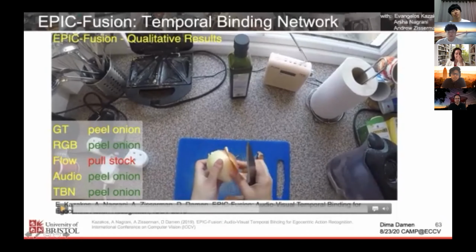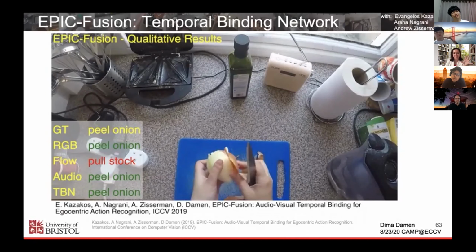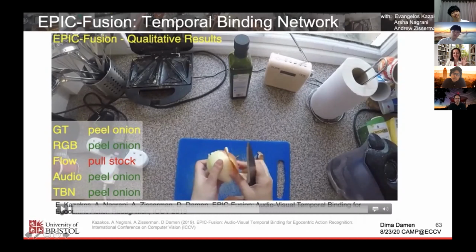This example in particular, I always like it because if you close your eyes, you as a human can confidently know that the person is peeling onions. Like, it's very audio driven.